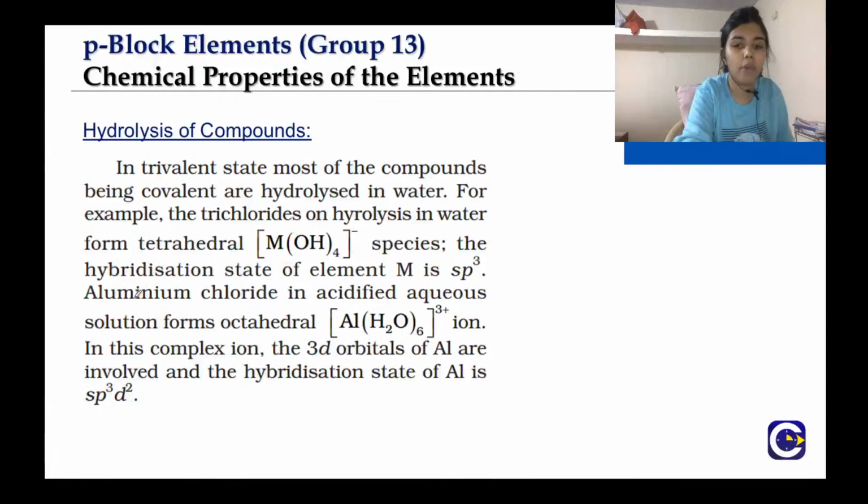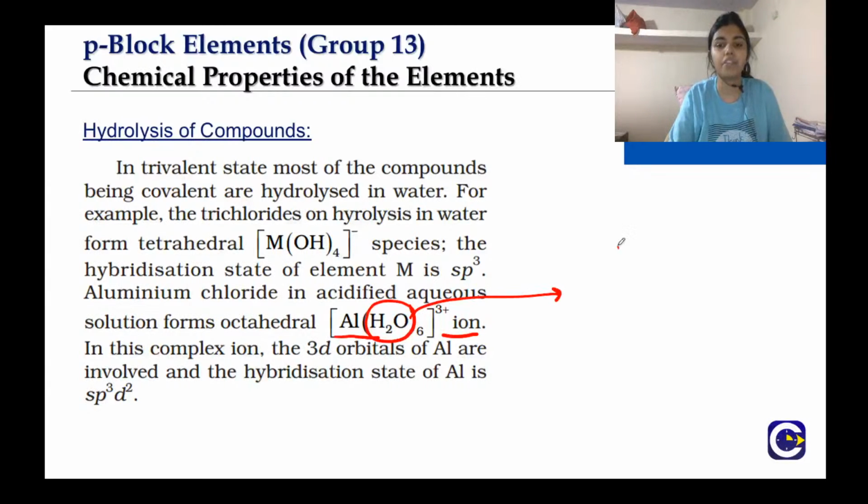Aluminium chloride, however, forms a different compound. It forms an octahedral ion. Here you can see, because 6 water molecules are there, the coordination number is coming out to be 6, or you can say that the side atoms are 6, right? So occupancy of 6 positions are there, and we know that the hybridization for octahedral is what? sp3d2, right?